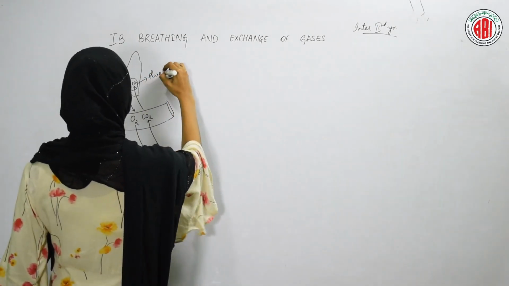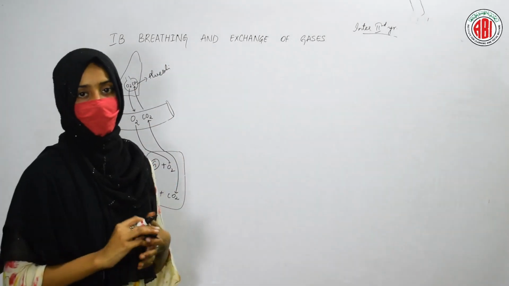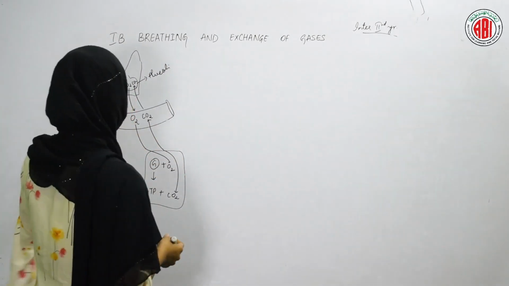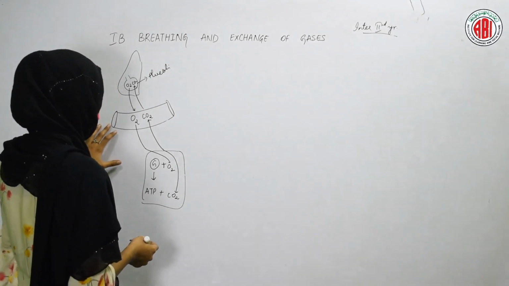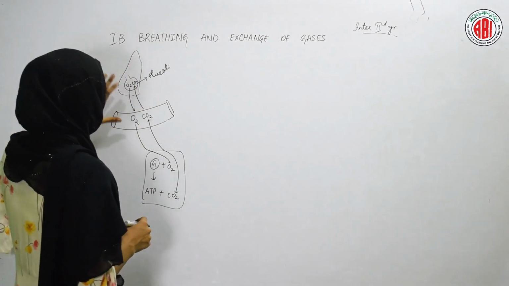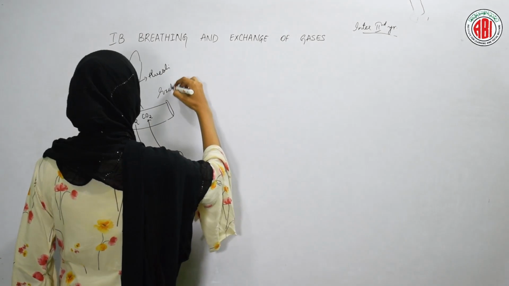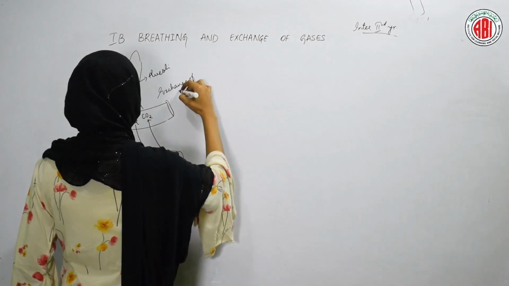In the alveoli oxygen is present, and in the blood capillaries the oxygen is required. So the blood capillaries take the oxygen from the alveoli and in turn give carbon dioxide to the alveoli of our lungs. In this way exchange of gases takes place between the alveoli and blood capillaries.